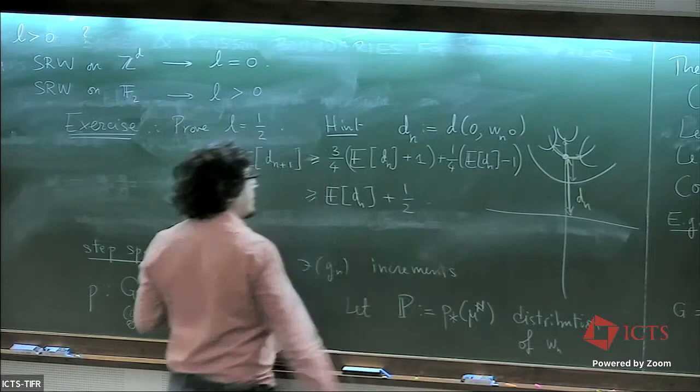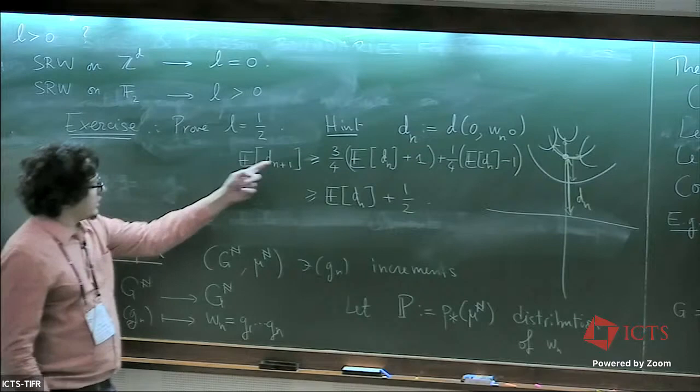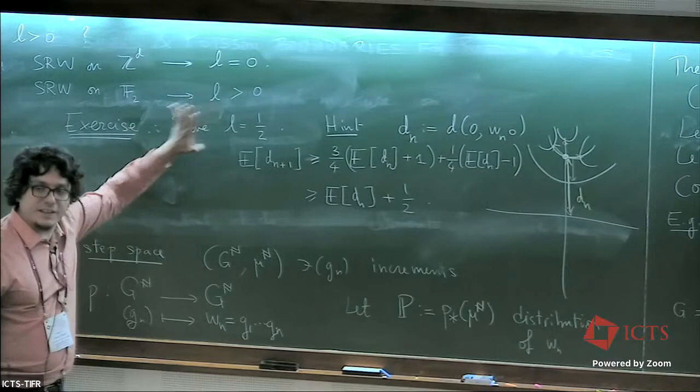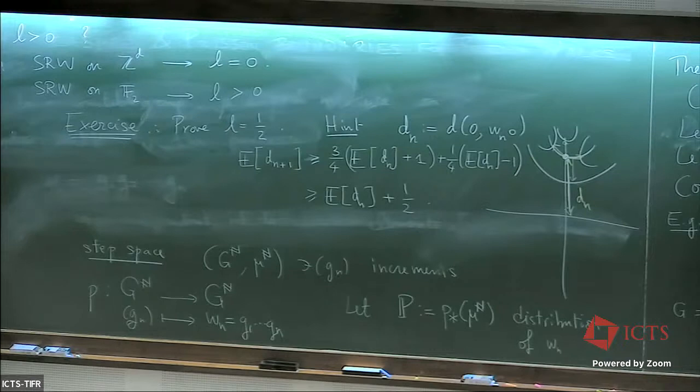So if you know that this limit, this divided by n, exists, then you see that it has to be this 1/2. And in fact, it's exactly 1/2. So this is a bit slightly trickier. Okay, are there any questions so far?